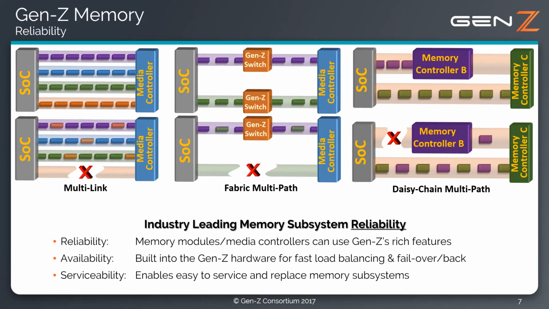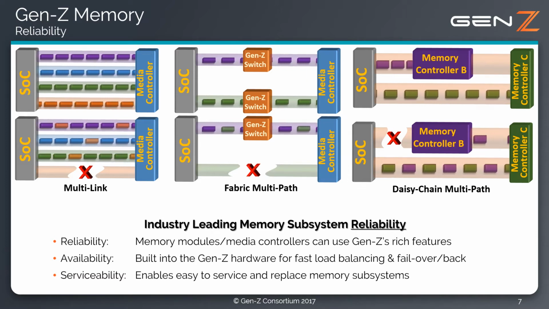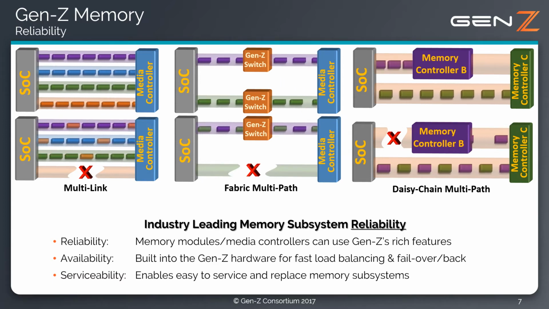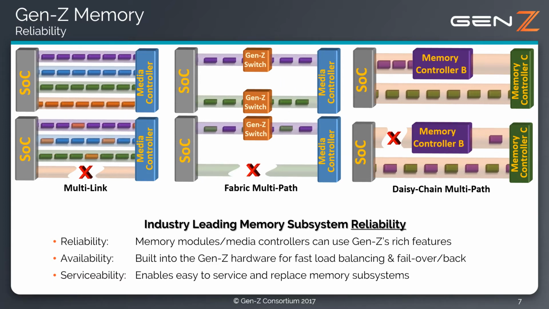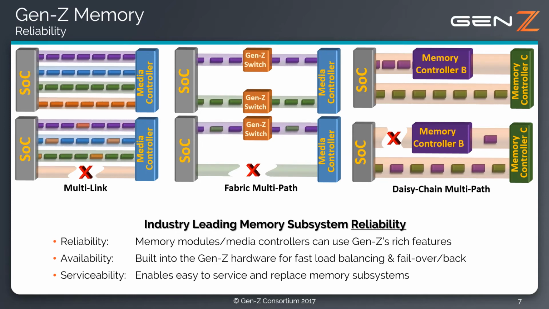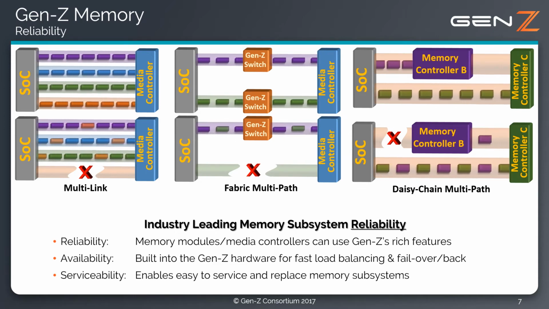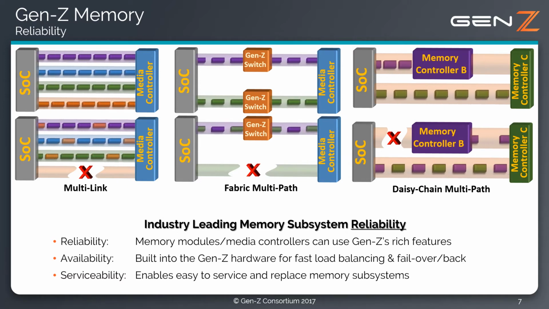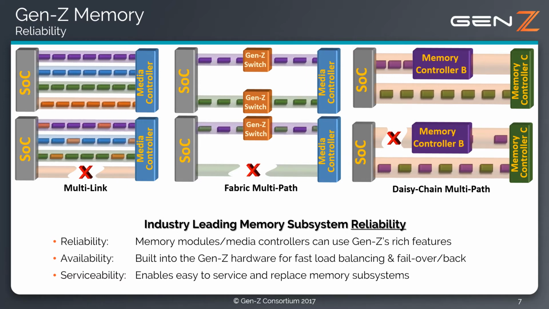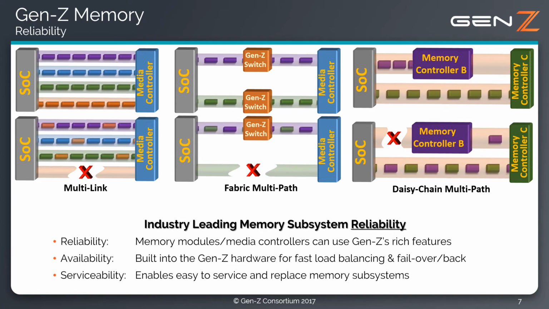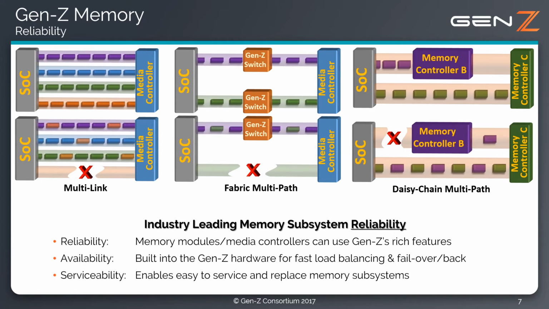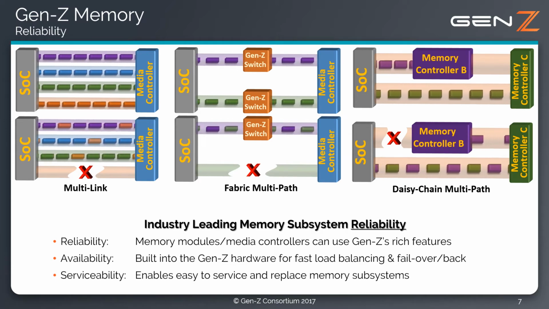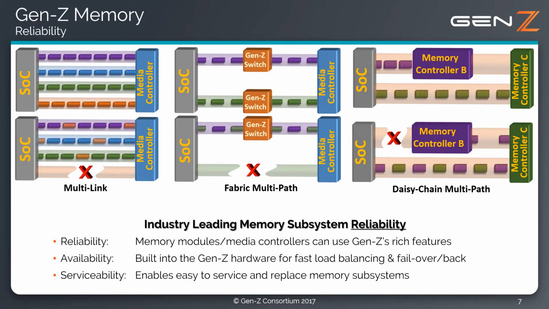Gen Z's multi-link feature enables multiple Gen Z links to be connected between any two components. The figure on the top left demonstrates traffic flow if all four links are working properly between a CPU and a memory component, for example. The integrated Gen Z logic within the components distribute the memory transactions across the links, load balancing the traffic according to policies established by fabric management.